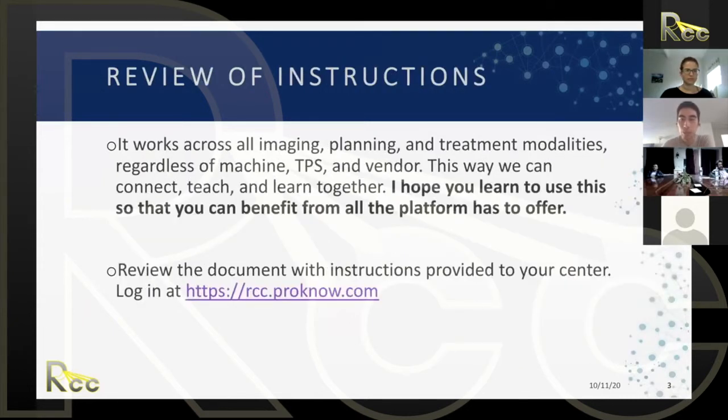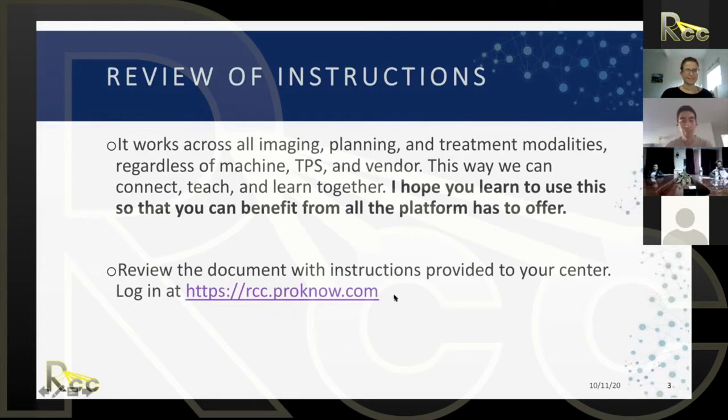So ProKnow works across all imaging, planning, and treatment modalities, regardless of the vendor you work with, the machine or the treatment planning system you have. And I hope that this can be the first step. Hopefully you can gain experience and ease using this, because I think that we all can benefit from this platform if we use it together. So it's a little bit like our secret weapon.